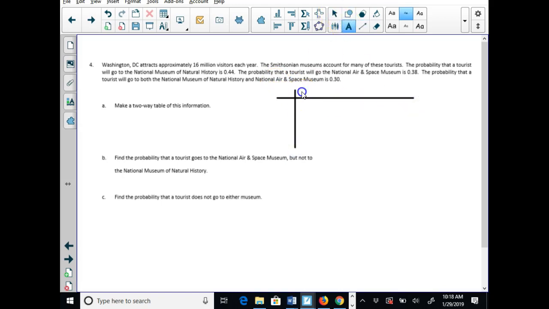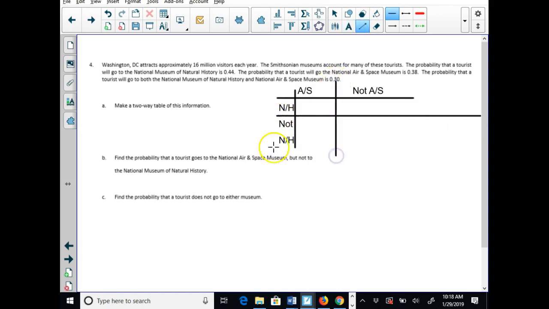I'm going to put Air and Space like that, or not Air and Space, right? What else is happening? They're going to the Museum of History, right? So they're going to Natural History. I'm going to go like that. Or not Natural History. I'm going to divide it so it looks a little nicer. And the bottom should be our total.